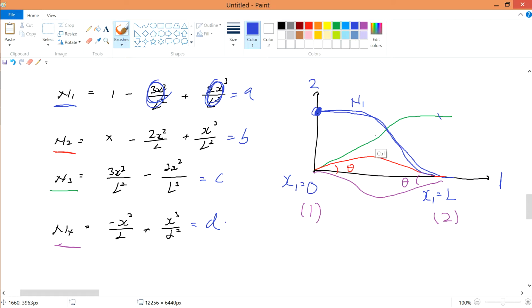Since we know that it's the blue one, for node 2 it should be 0. So you can simply sub it in. If x is equal to L, the length of the beam, you have something like this. L squared cancels with L squared, L cubed cancels with L cubed. You have 1 minus 3, which becomes minus 2, plus 2 equals 0. So at this point it is 0. Same thing for the others.